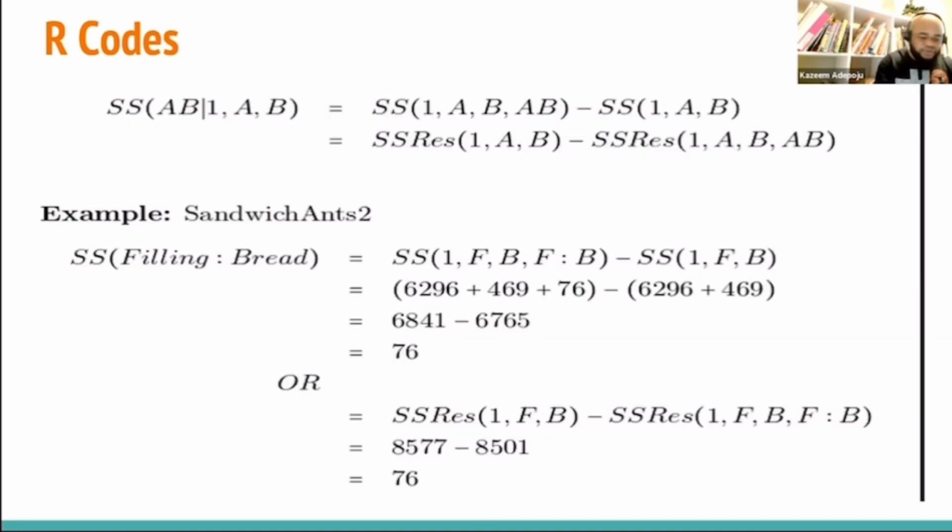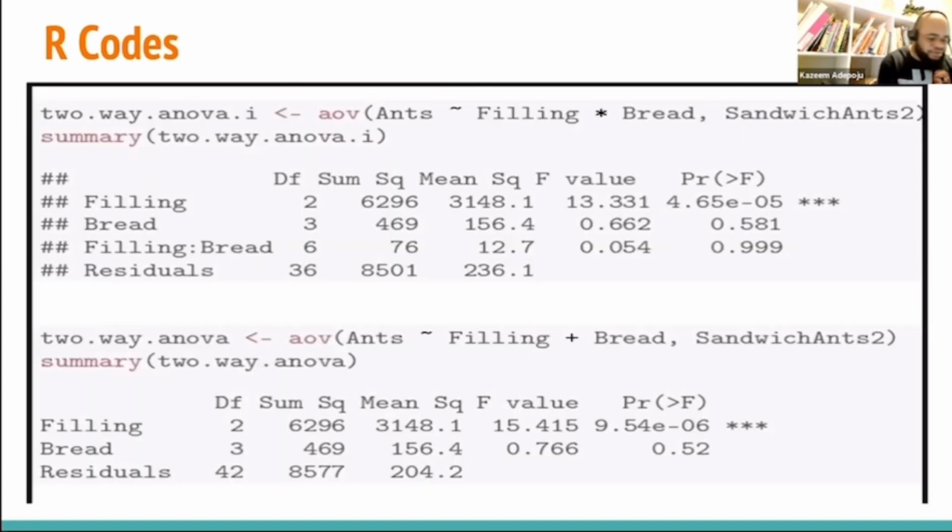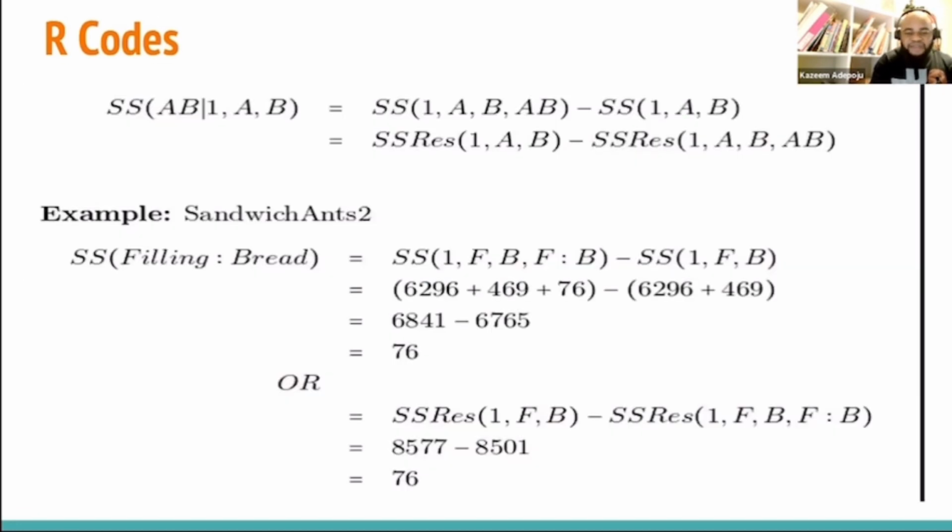Now, if you want to look at it using this one, all you need to do is consider the added effect. You see this one and you see this one. What is the difference between them? The difference is 76. That is another way to figure out the sum of square for interaction, after you've already adjusted for the main effects of A and B. So that is exactly what I'm doing here. You can see, each of that actually gives 76.